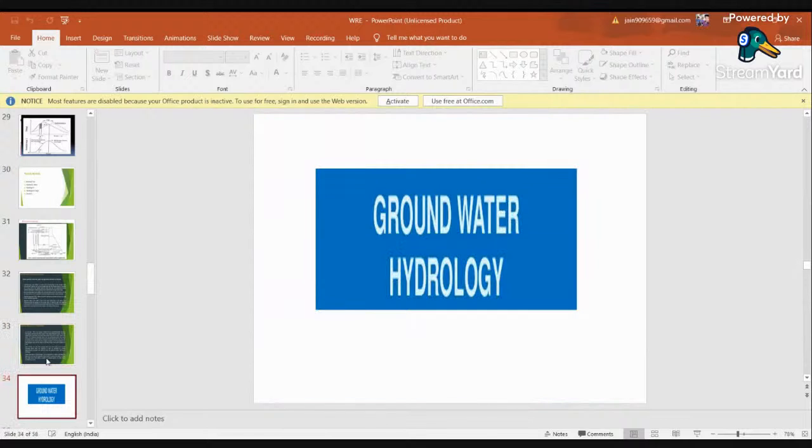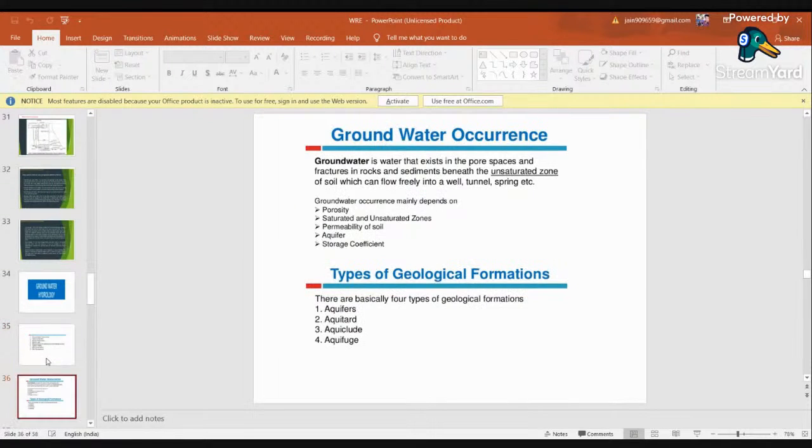After reservoir capacity, we have a very important topic, that is groundwater hydrology. Before going into groundwater hydrology, you should know what groundwater is. Groundwater is water that exists in the pore space, that is in the voids of the soil or earth strata, and in fractures in the rocks and sediments beneath the unsaturated zone of soil, which can flow freely into a well.